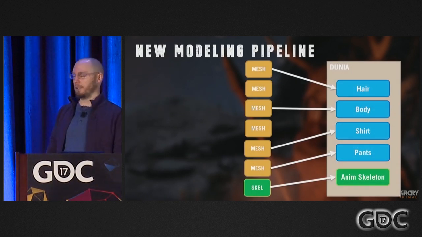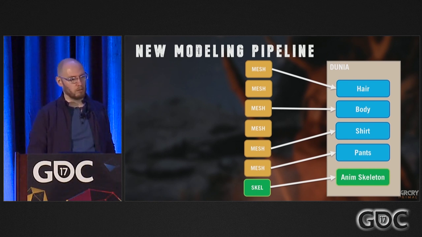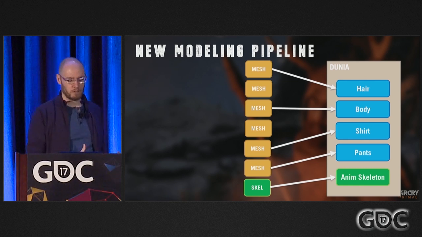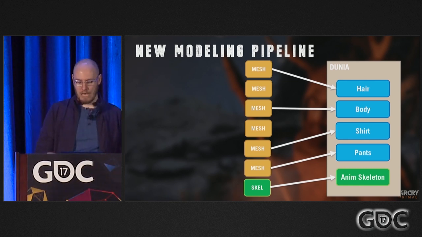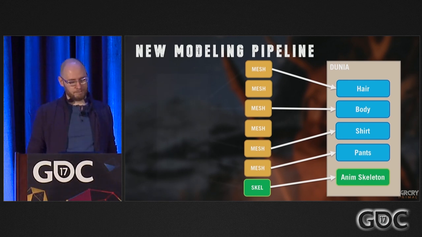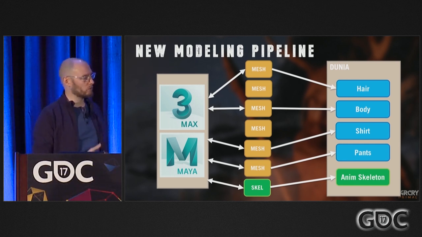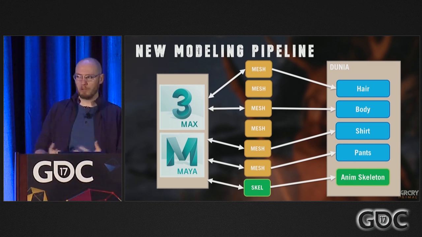So what would that look like if we had this ideal pipeline? Well, every mesh would be its own separate piece. We don't want these big Max files anymore. We just want to have all these separate meshes, and we want to assemble characters from them. As well, if I want to edit them, I just want to pull whichever mesh I need and open it into 3D Studio Max or into Maya.